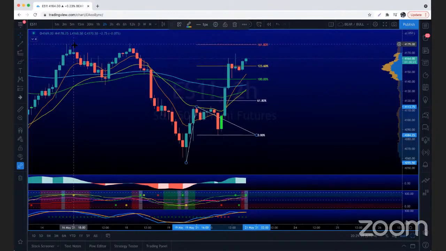We've got a top here. We've got a top here. This is 1, 2, 3 times that we have hit this level. I'll tell you one thing: the market commonly will give you 2 chances, but it rarely gives you a third.